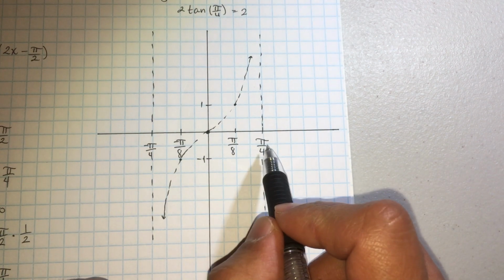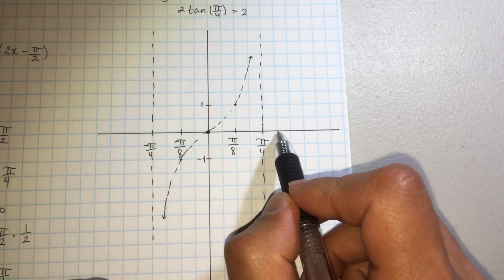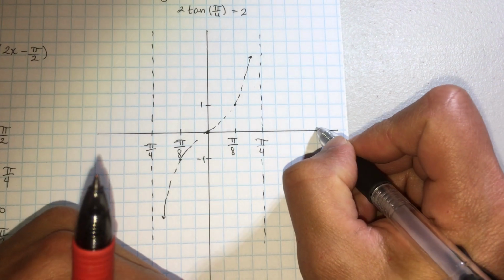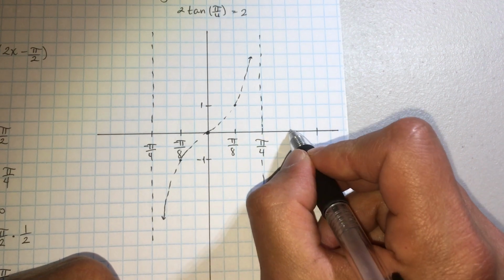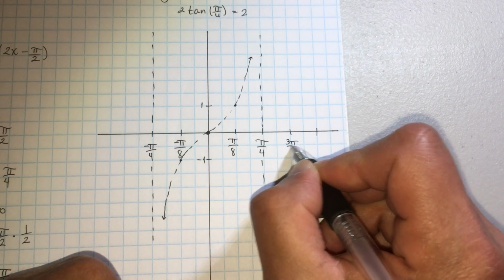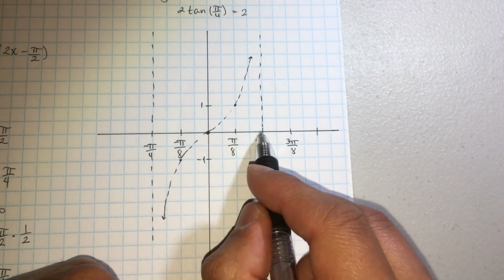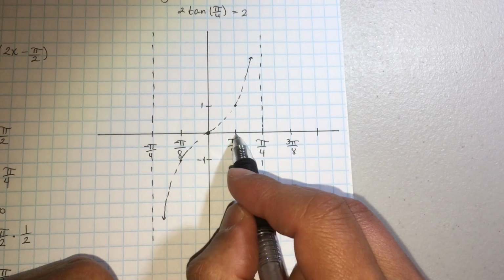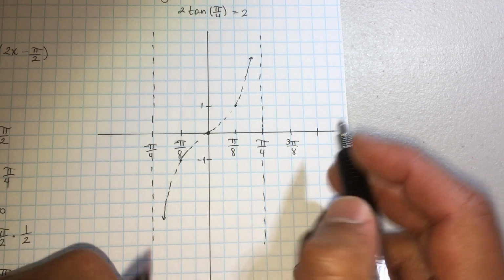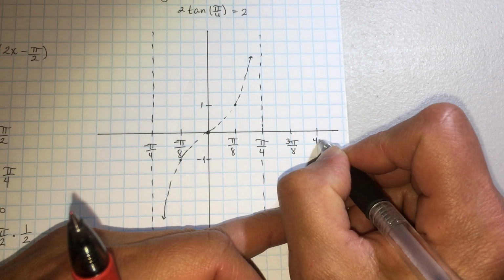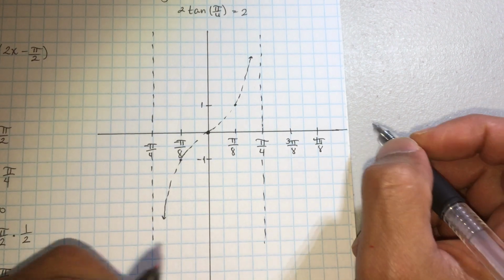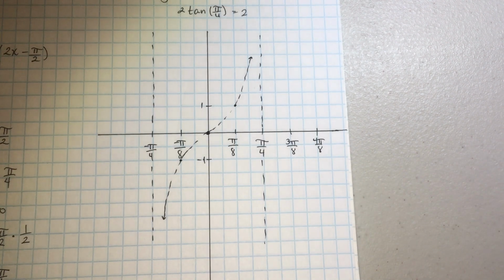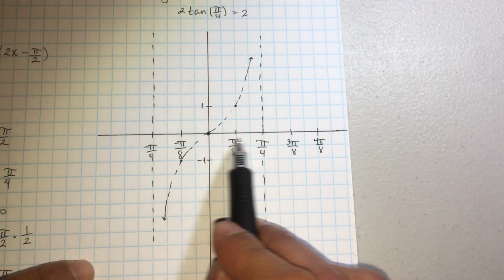1 pi over 8, 2 pi over 8, 3 pi over 8. You see how it's every 2? That's how I can tell. So 1 pi over 8, 2 pi over 8, 3 pi over 8. What is this one? 4 pi over 8. If you want to keep going as well, but I ran out of room. So if you notice, the asymptote is every pi over 4.